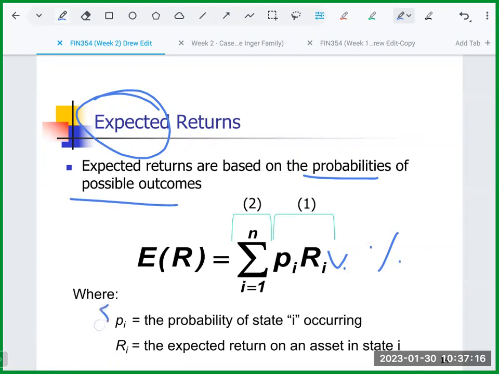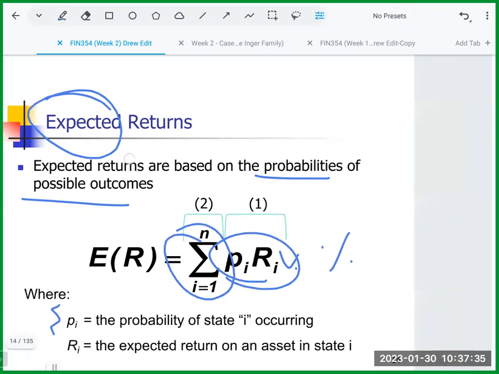So that's why you have this. What is this 1 and 2? It shows what you have to do first. First, you have to calculate the expected return for each state. Then you do a summation across the various probabilities or the various states of events happening. All right, there is an example in the next page.